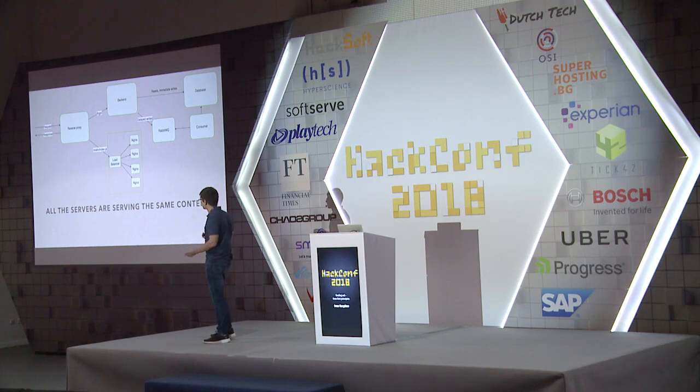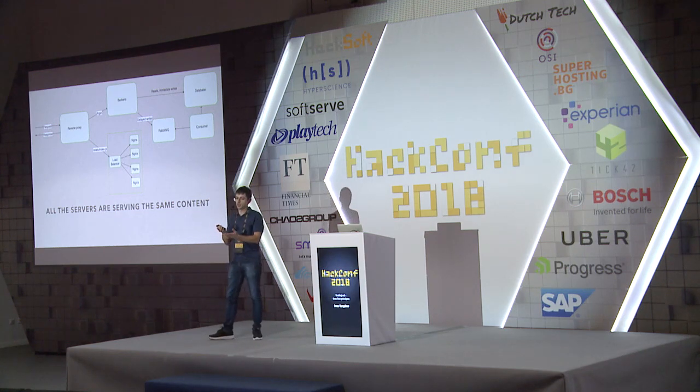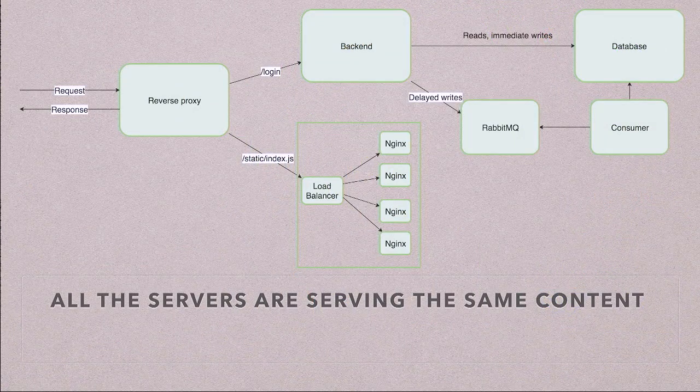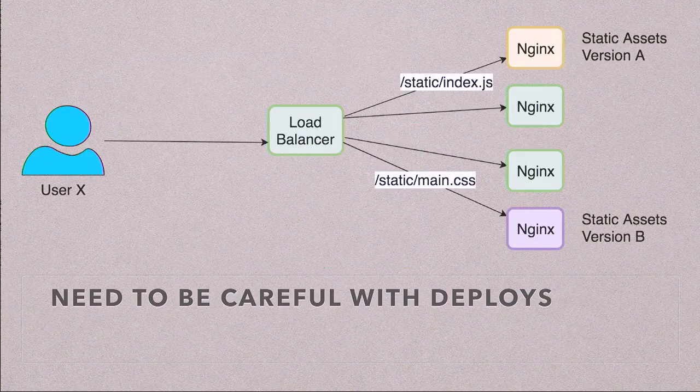And the nice thing is that all the servers are serving the same content. Basically, there's still no application logic happening on them. All the static files that you're serving are the same. You don't need to care about the separate services and do things separately for each of them. But there's one gotcha. The gotcha is that we need to be careful with deploys. When we're deploying new versions of the static assets, if we're not careful, we can get to a situation that's like this.